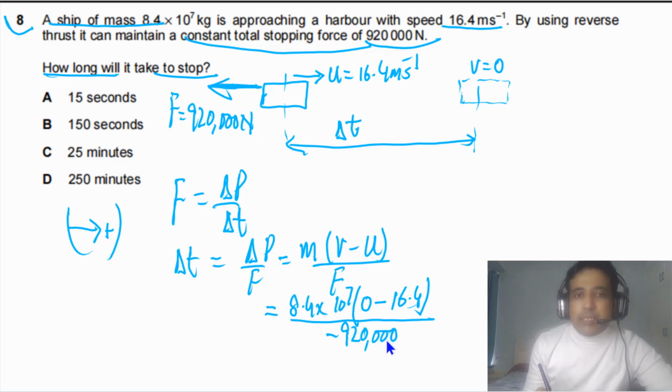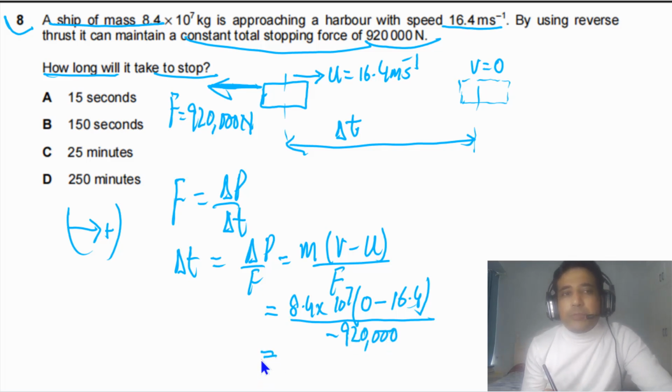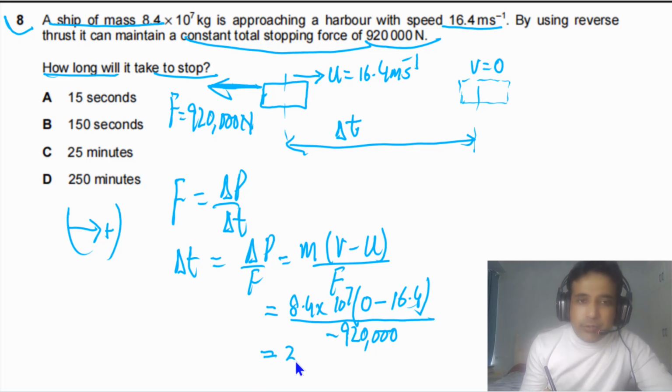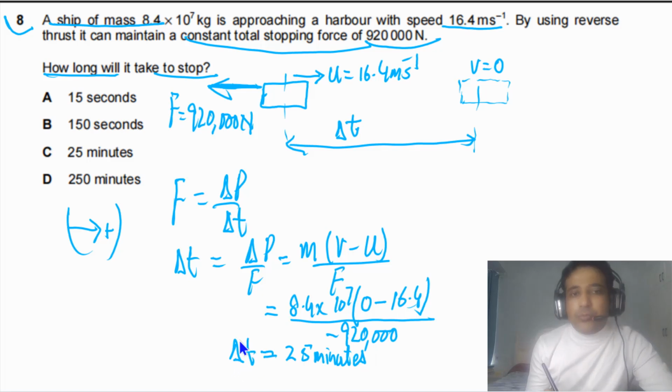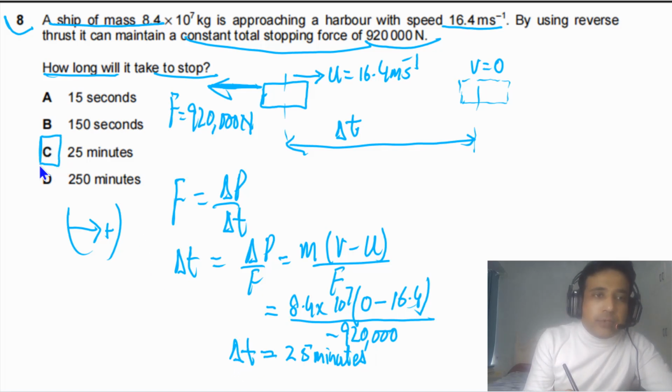Now if we simply solve this one, our final answer will be equal to 25 minutes. So this is the final answer. Up to 2 SF, you will get 25 minutes. So this is the time taken to stop this ship. So the answer for this question is C.